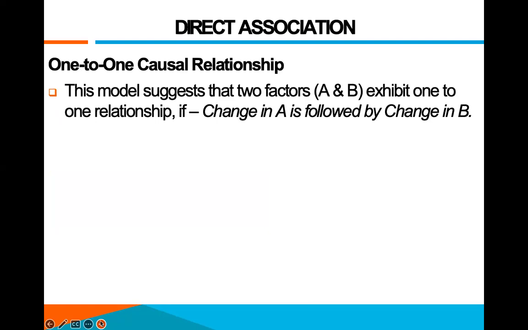Let's look at the direct association that is common to us. By direct association, we are saying a one-to-one causal relationship. This model suggests that two factors, A and B, exhibit a one-to-one relationship if a change in A is automatically followed by a change in B. For example, having unprotected sex with a woman who is ovulating, leading to pregnancy. The moment the person has unprotected sex with a woman who is ovulating, and pregnancy occurs, then you can say it is a direct association for the establishment of pregnancy with respect to sex.